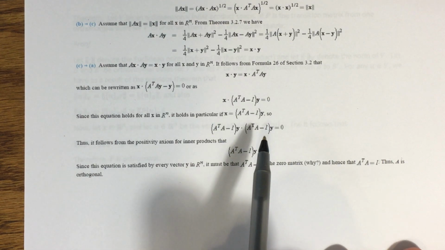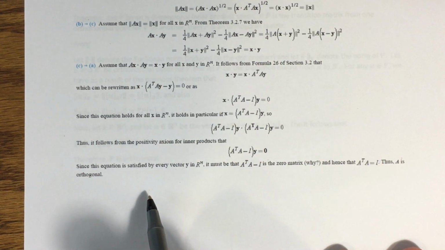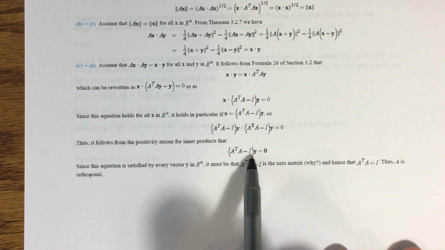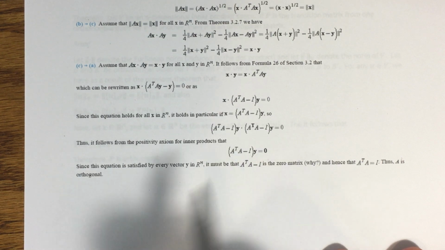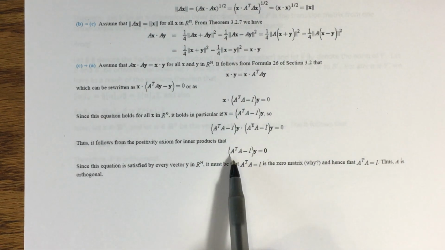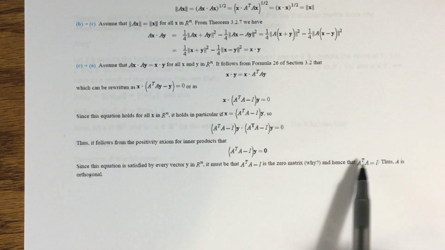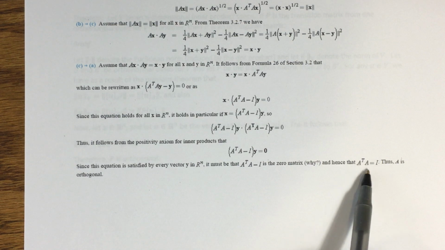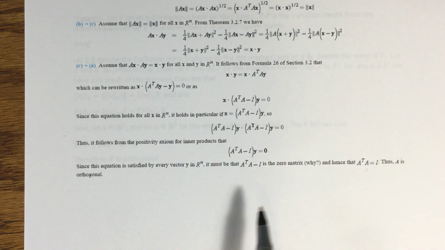Now, remember, again, this whole argument was true for any choice of x and y. So if that's true, then this statement would have to hold even if y was a non-zero vector. In fact, if this is true for every choice of y, then the implication is that this matrix on the left has to be the 0 matrix. A transpose A minus I is the 0 matrix. But if I set that equal to the 0 matrix and add I to both sides, that means that A transpose A is equal to I. That means A transpose is the inverse of A, which makes A an orthogonal matrix.